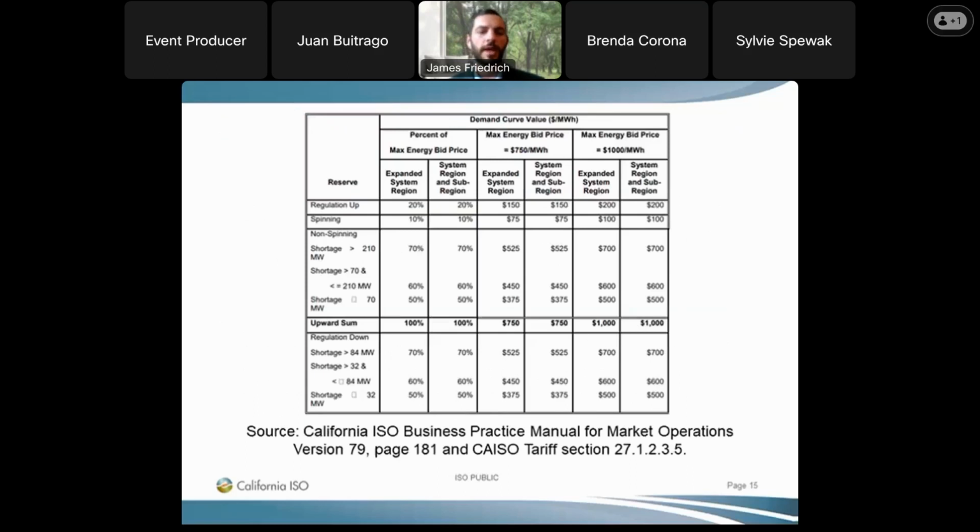So here is the AS or scarcity reserve demand curve. This is taken out of the CAISO's Business Practice Manual for Market Operations, page 181, assuming that version 79 is still the current one.